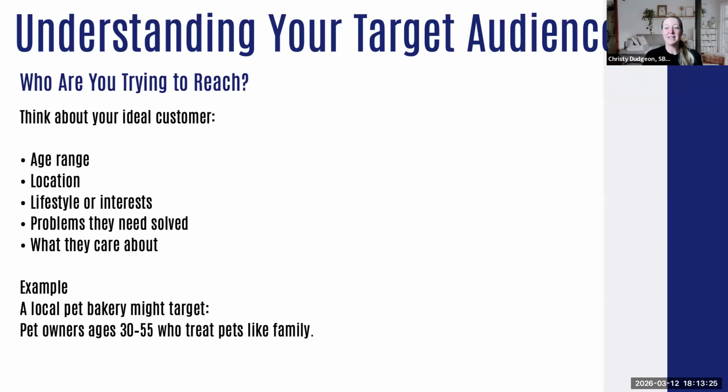So, an example is a local pet bakery might target pet owners ages 30 to 55 who treat pets like family. So there's a couple key things in that target that's there. Your target is obviously going to be different than that, but we've got an age range in there so that we know that we're searching for 30 to 55-year-olds. We didn't specify a gender. We didn't really specify a location here, so this isn't that great of a target, but it's close. These are people who value their pets differently than just an animal, right? It's someone who treats them like family.